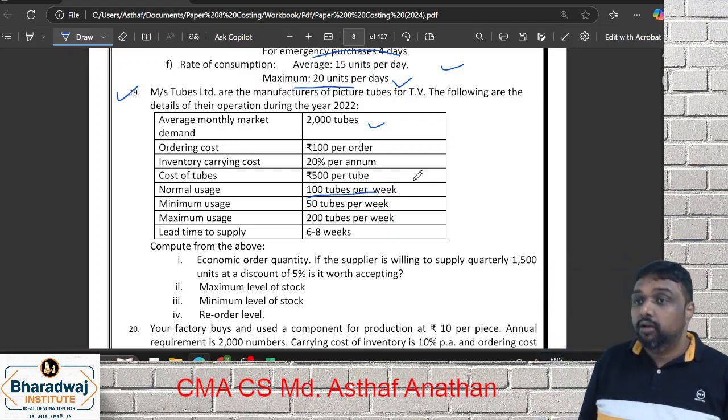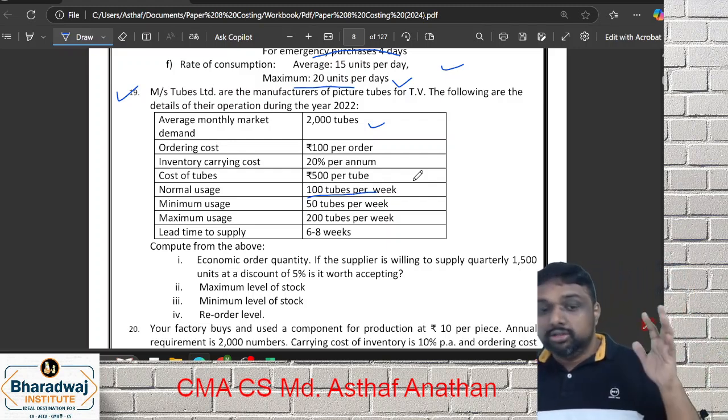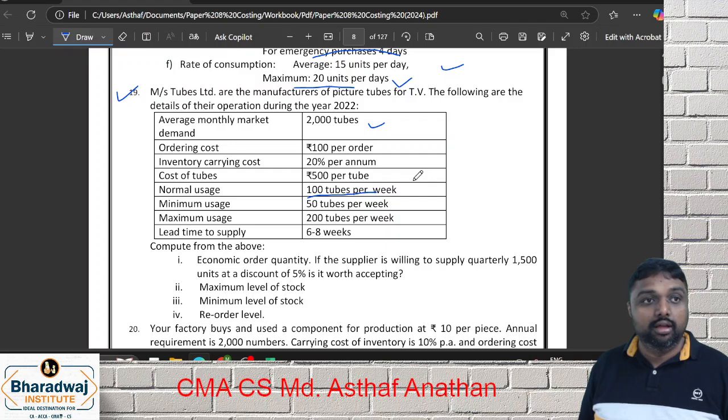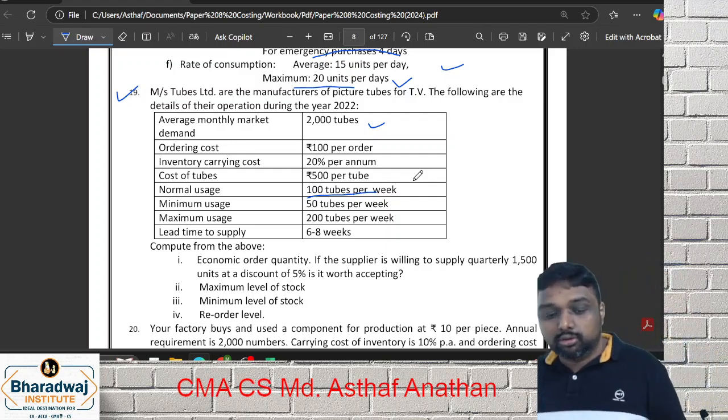You have to take what? 5,000. So for your benefit, I want to give you more benefit. So this essay question also we will do it. The consolidated questions will give you a better benefit. So we'll do this question also.